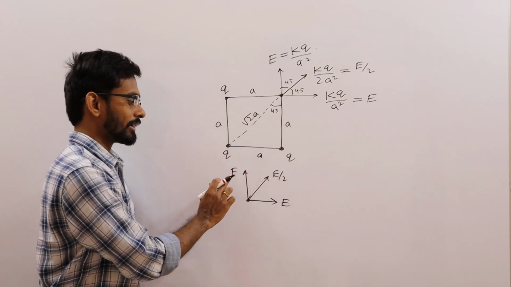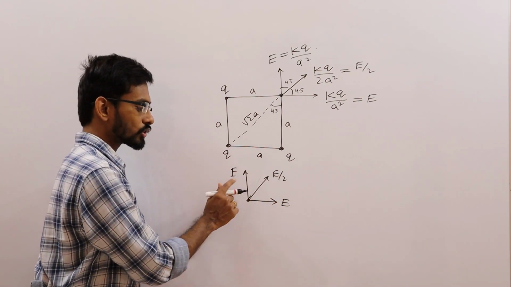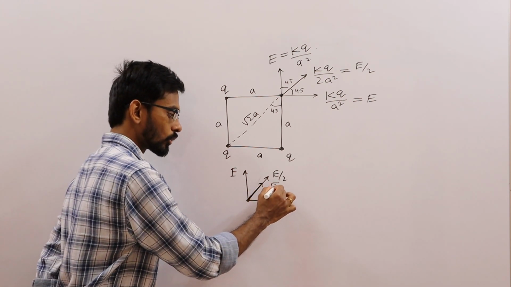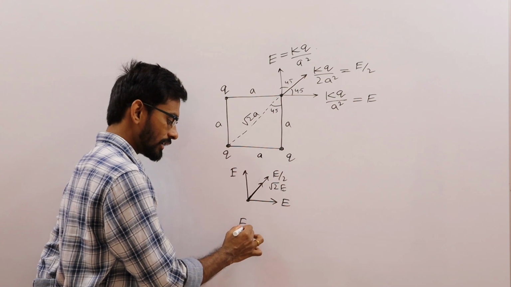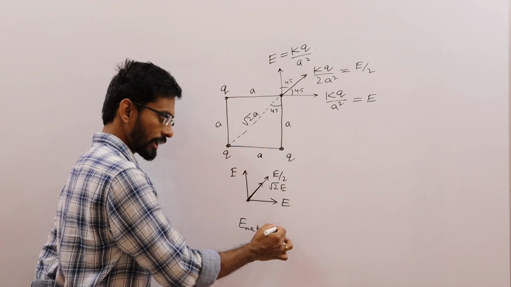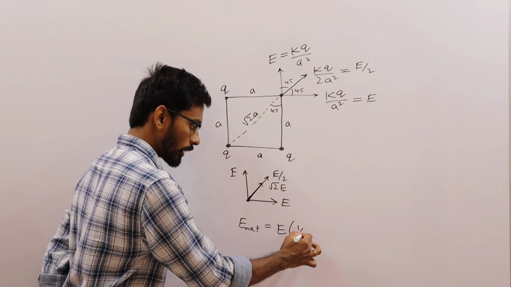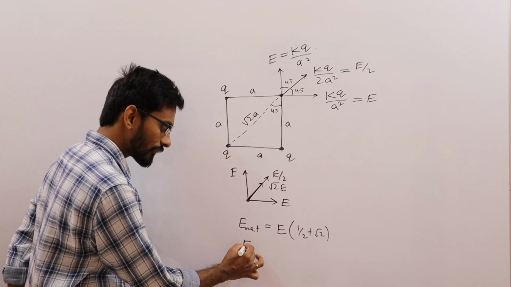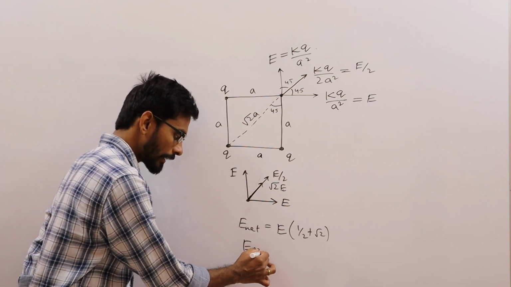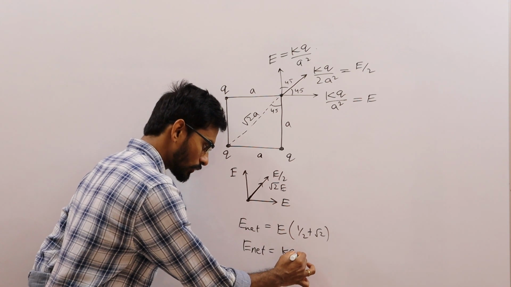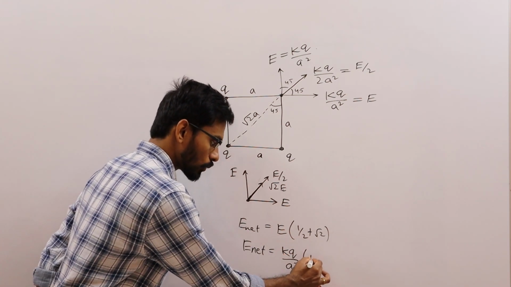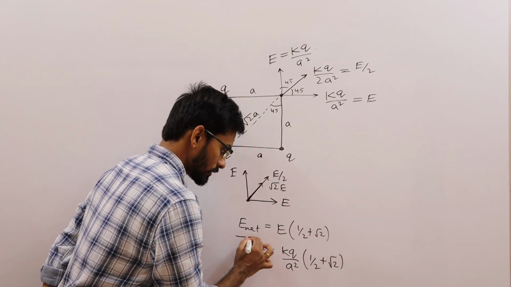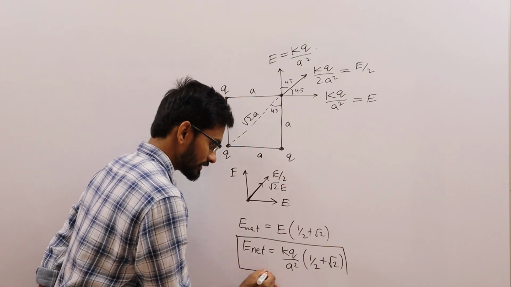Now let us find the resultant of these two first, and the resultant of these two will be along the angular bisector because these two are identical charges, and it will be equal to root 2 E. So the net electric field will be, if I take E common, 1 by 2 plus root 2. So from here we'll get the net electric field as KQ by A square into 1 by 2 plus root 2. So this is the net electric field.